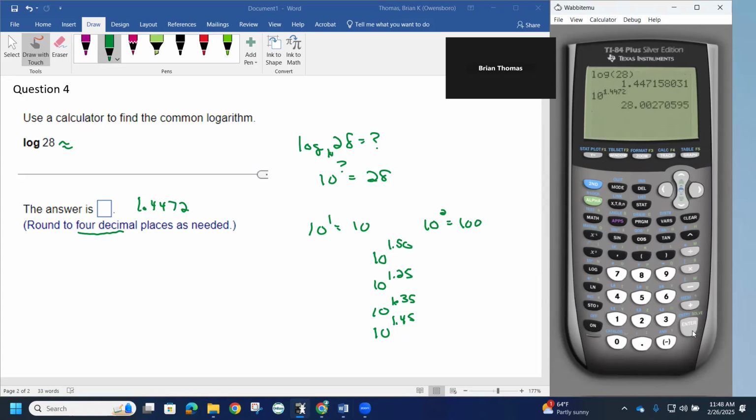So notice how it's 28.0027. So notice how that is a very good approximation to 28. So notice that the answer to this problem is actually the exponent of the 10. I used to do it in tables, but the calculator actually has the ability to do that for us. So our answer would be 1.4472. And we could just really just type this into the calculator.